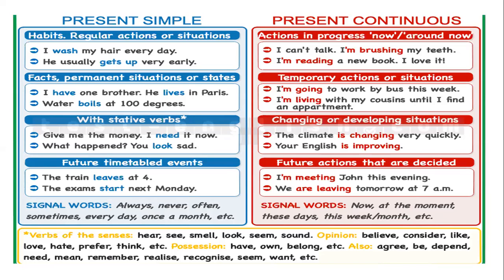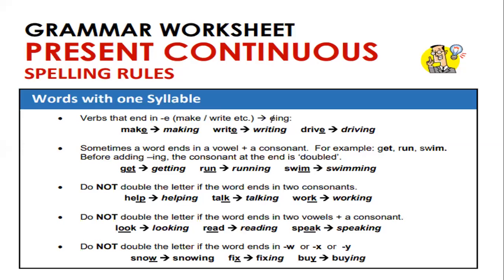So, let me advance. Vamos a avanzar. And here I have the rules. Aquí tenemos las reglas. The rules that I was explaining before is here. La regla que les estaba explicando anteriormente está aquí. For example, the words with one syllable, las palabras con una sílaba, and the verbs that end in E, make, write, for example, you eliminate the E and just add ing. For example, make, making, write, writing, drive, driving.